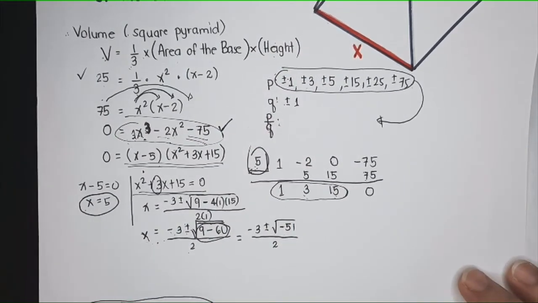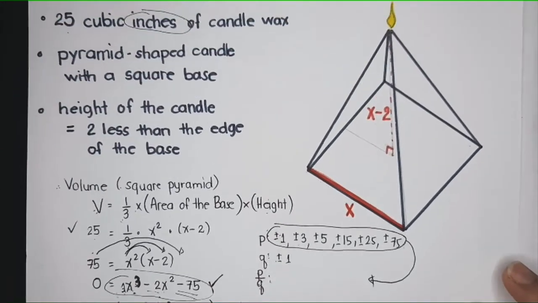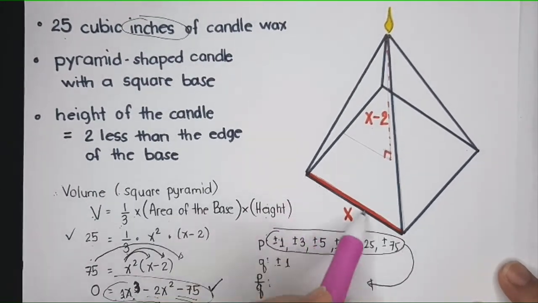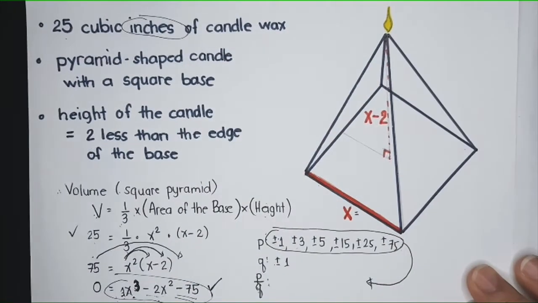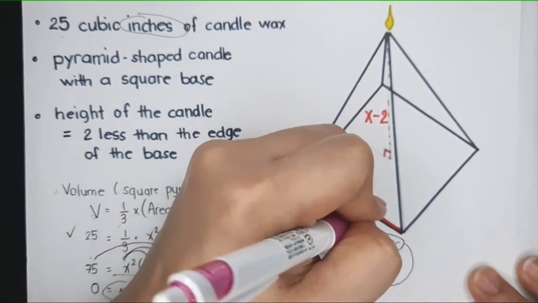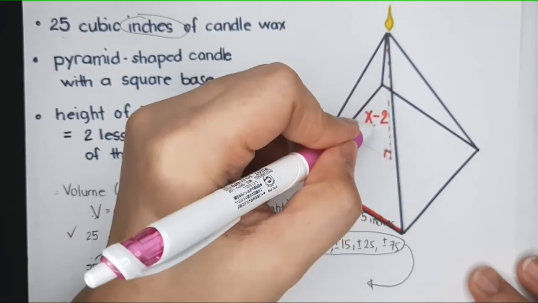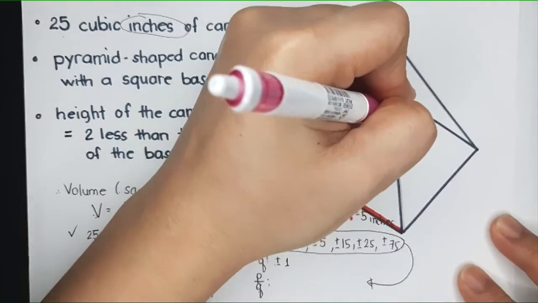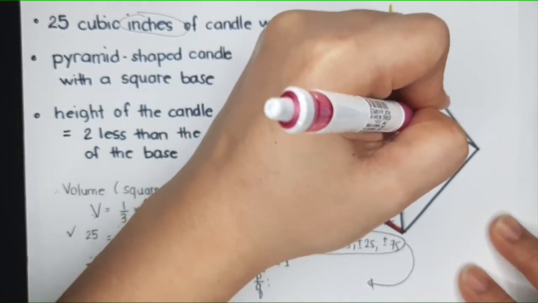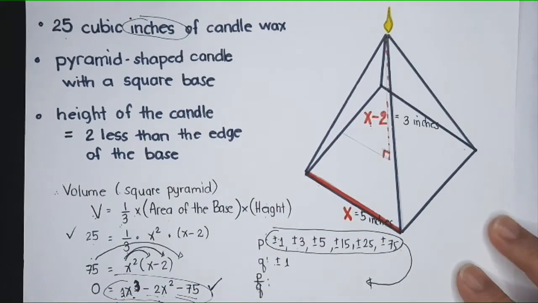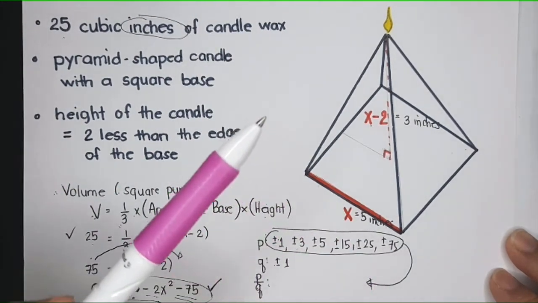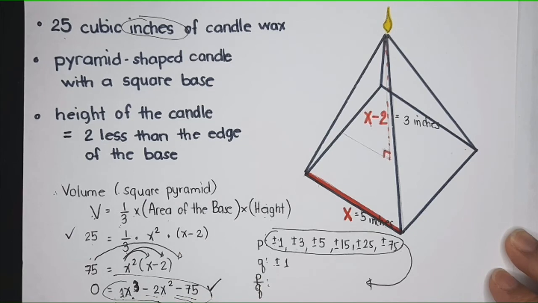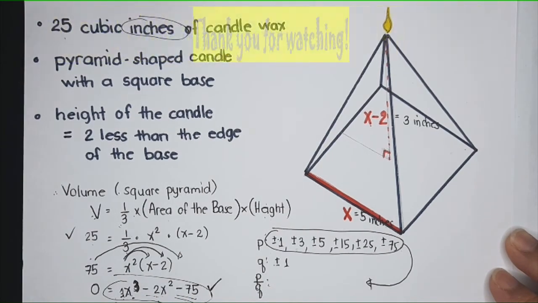Okay? So, going back to our figure, okay, the length of one edge of the base is, so what is the value of x? 5. So, 5 inches. Okay? What about the height? The height is 3 inches. Okay? So, kapag gumawa kayo ng model nito, make sure that i-measure nyo ng maayos. So, parang ang magiging itsura ng candle ninyo is, short lang siya. Okay? So, I think that's it.